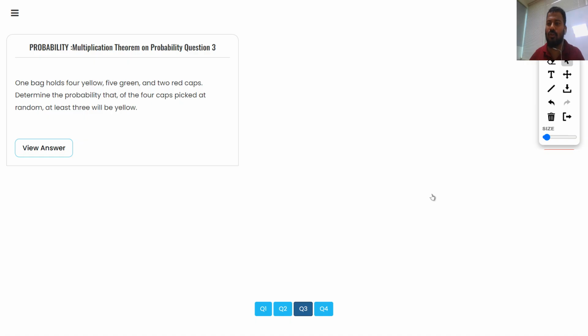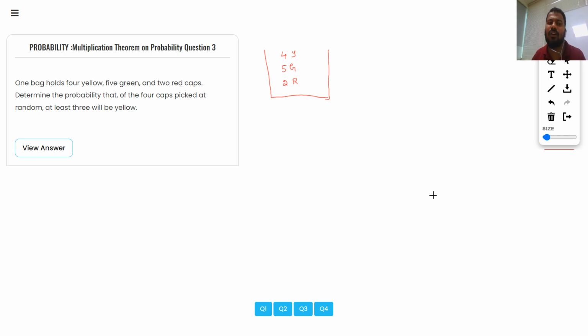Now let's look into a few more questions. One bag holds 4 yellow, 5 green and 2 red caps. First, let's draw the setup of the bag. 4 yellow, 5 green and 2 red caps.